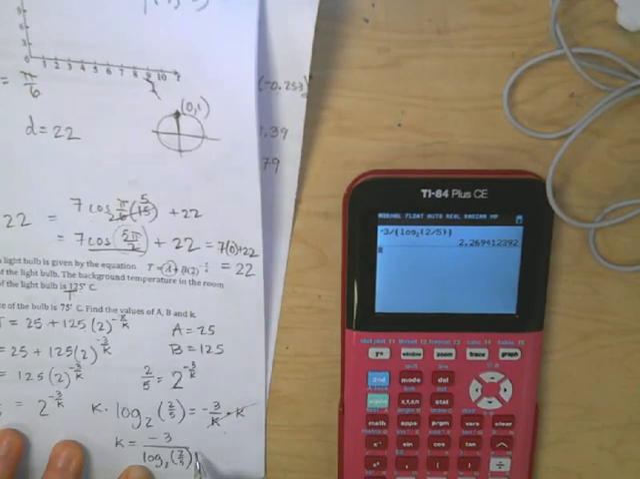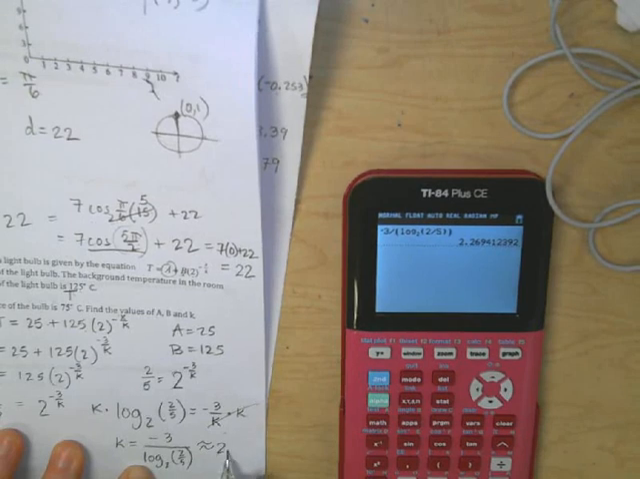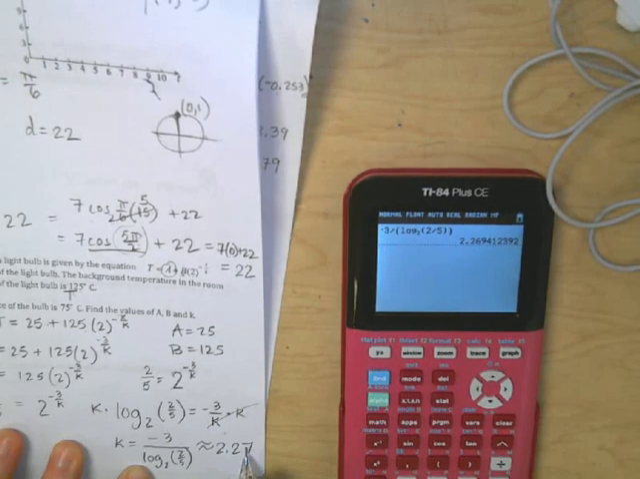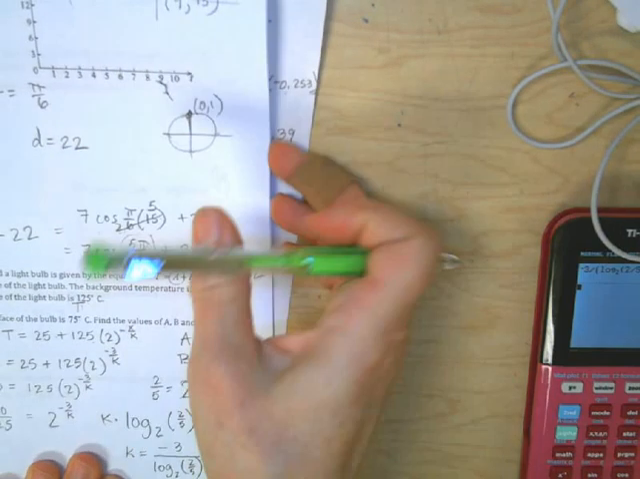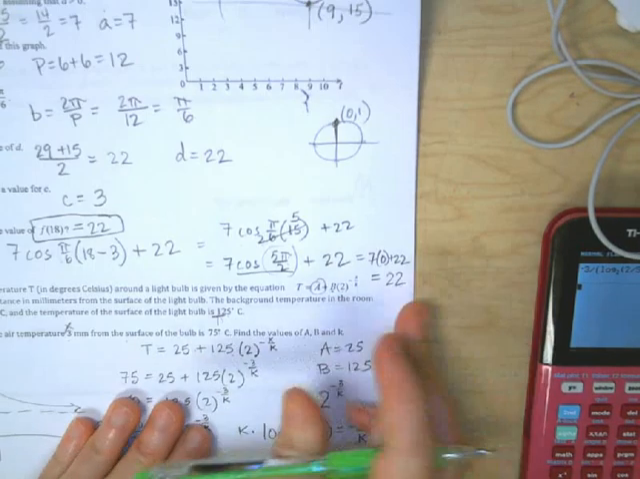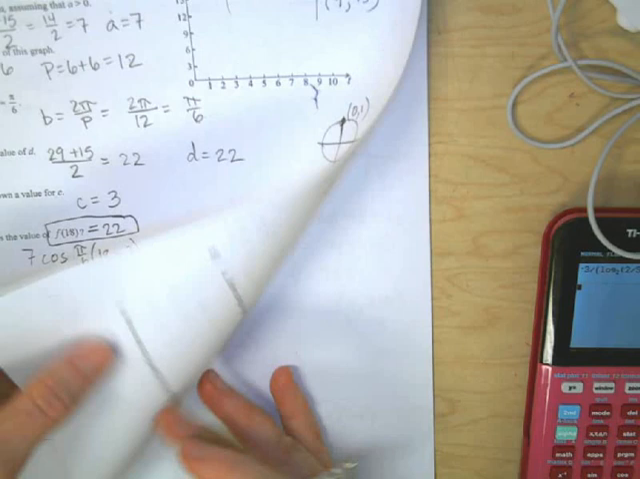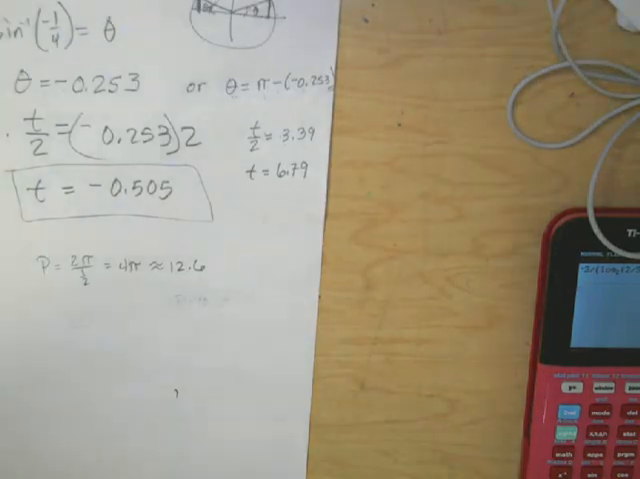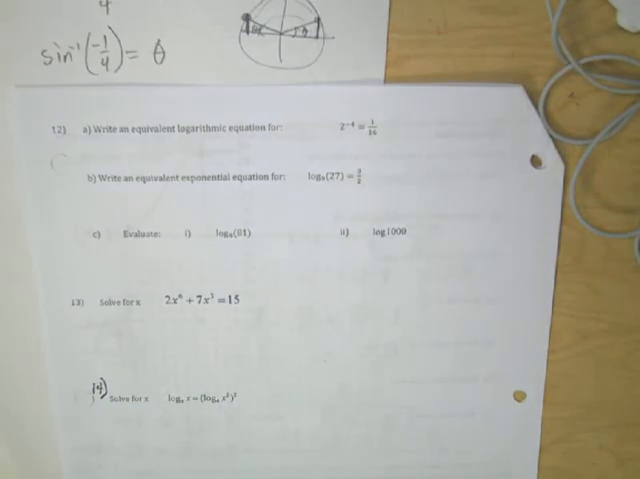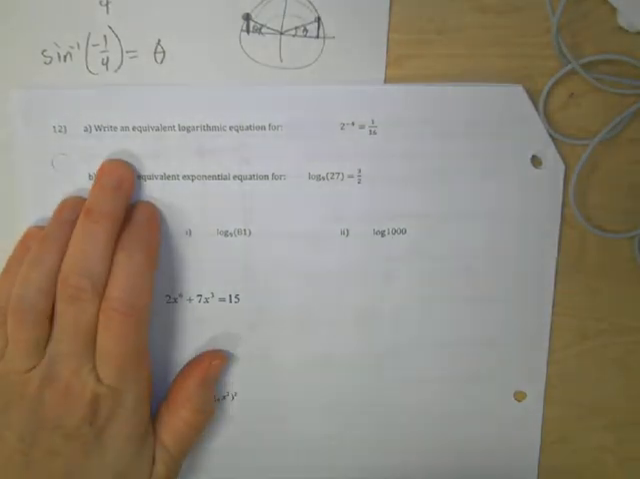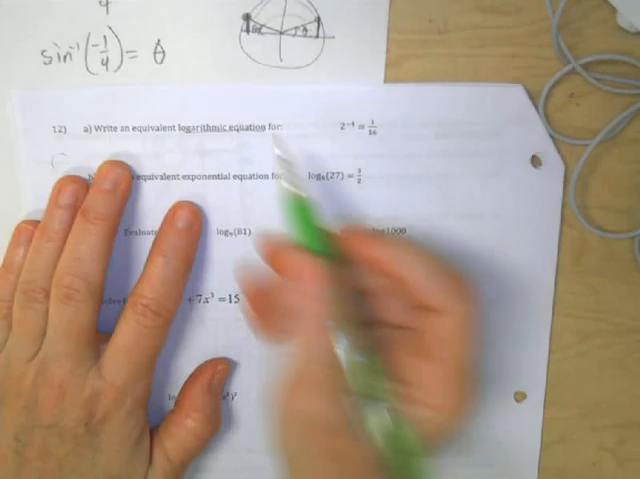All right, so K is equal to approximately, I'm going to have to round that off, approximately 2.27. And there it is. There's my K. Wow, that's a complicated problem. Okie dokie. Next problem. Write an equivalent. Oh, so here's some nice easy logs. That's good. I should have done these before I did that hard log problem.